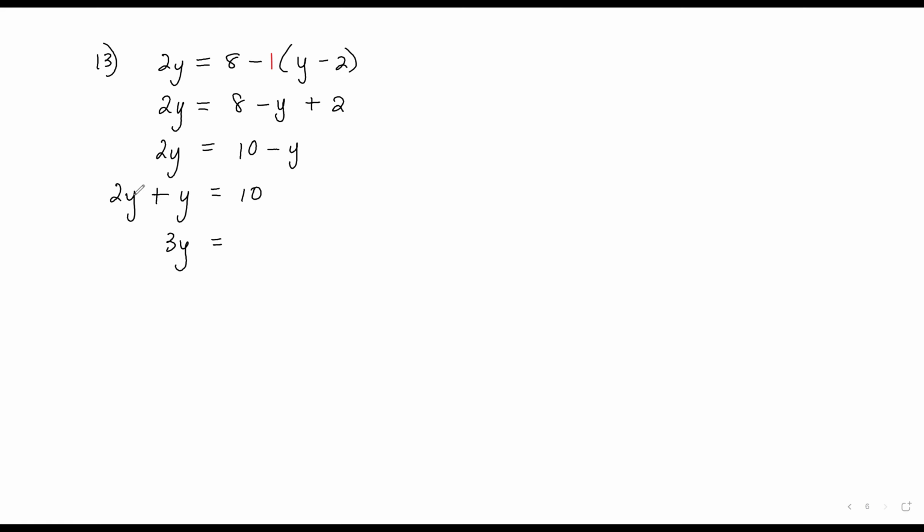Right? Because this is 2y plus 1. So that's 2 plus 1, which is 3. So 3y is equal to 10. And if 3y is equal to 10, then y is equal to 10 divided by 3. And you can leave your answer like that. You don't need to change it to a mixed number or a decimal. You could leave it just like that.